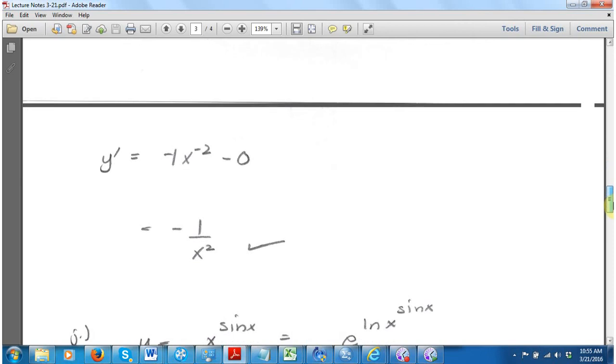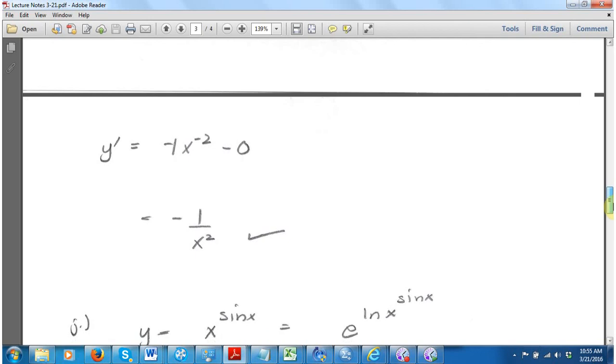Oh, this was, the page is messed up. This is the previous page. I'm showing you that you can actually, I should have numbered the pages.